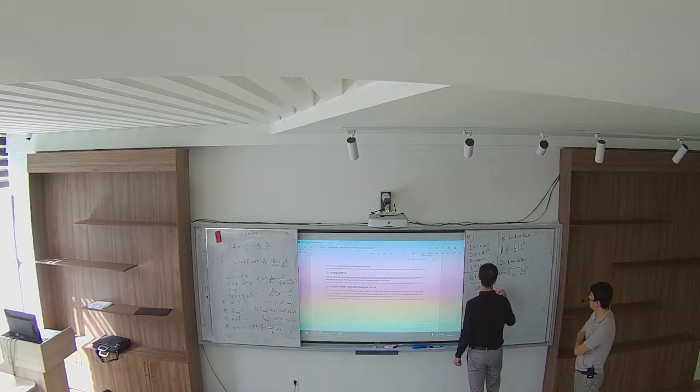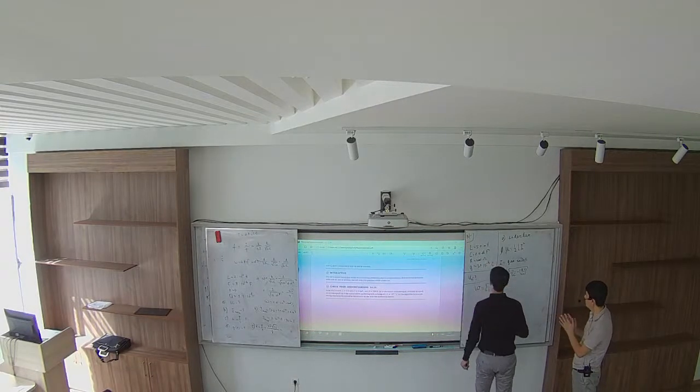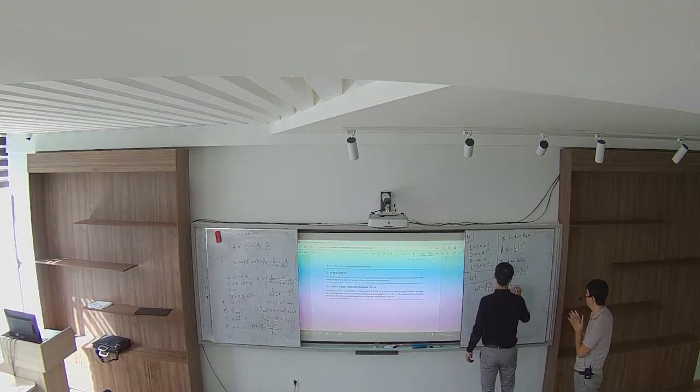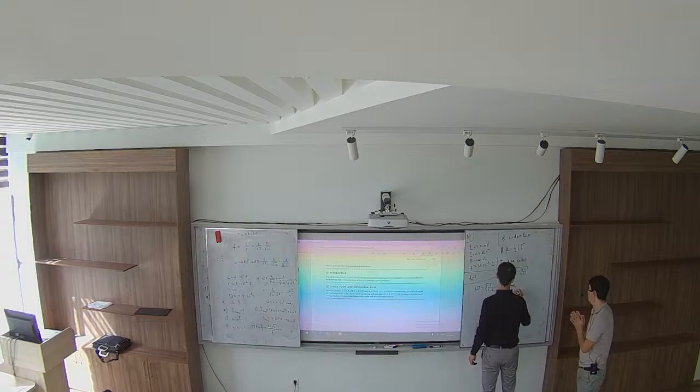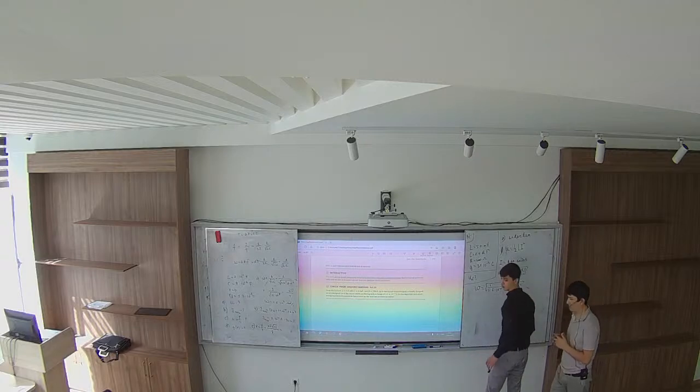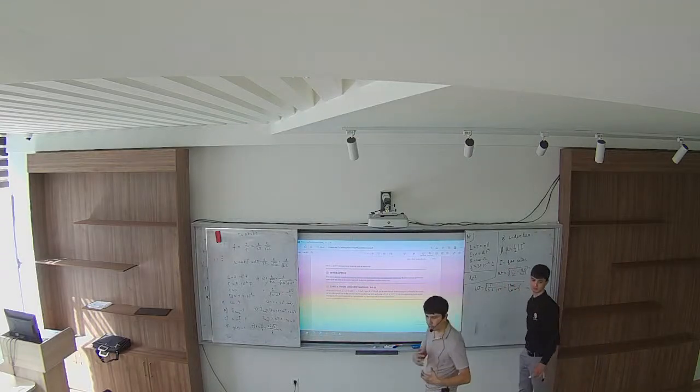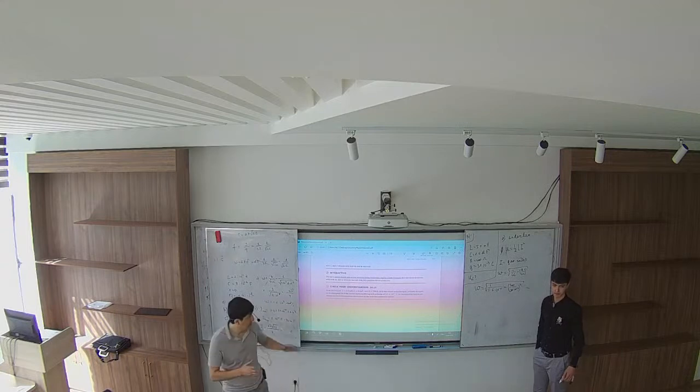So L is 5 times 10 to the minus 8. R is 200. So the multiplication of L and C, then the square root. Can you help him compute this?